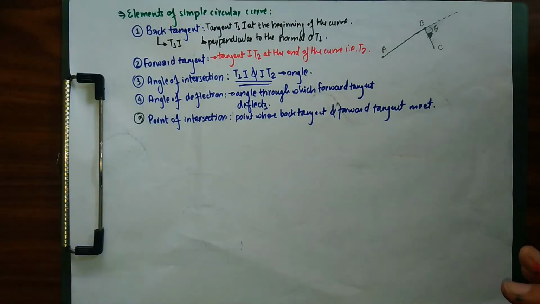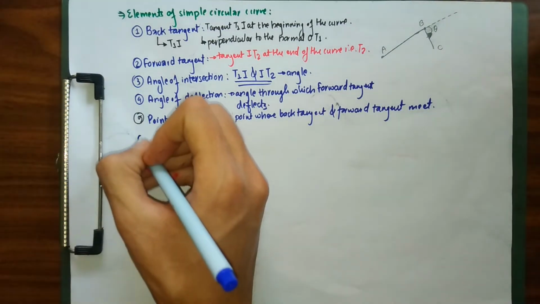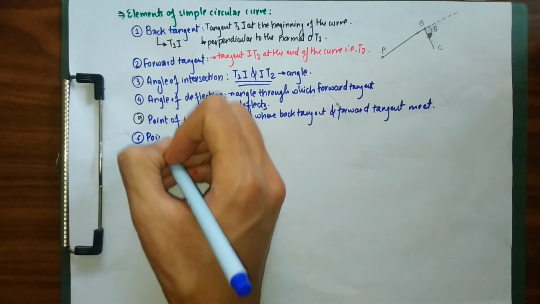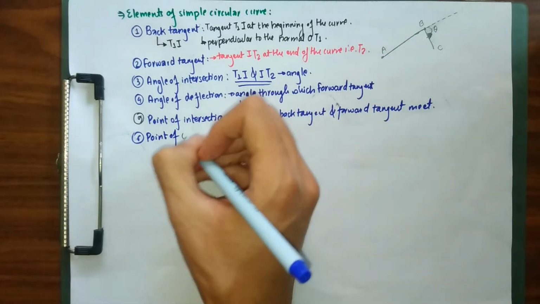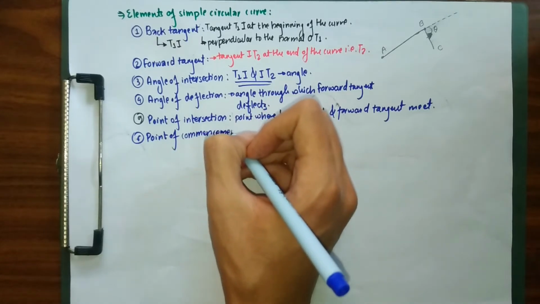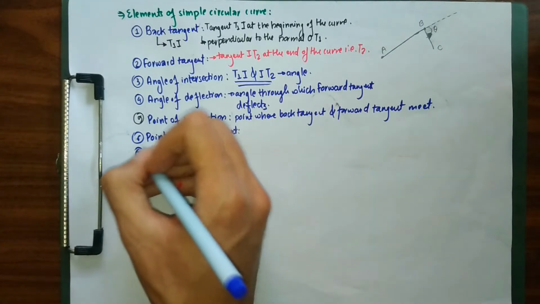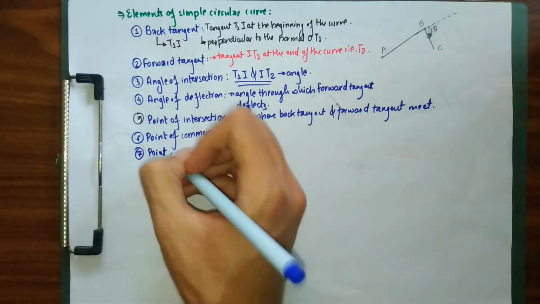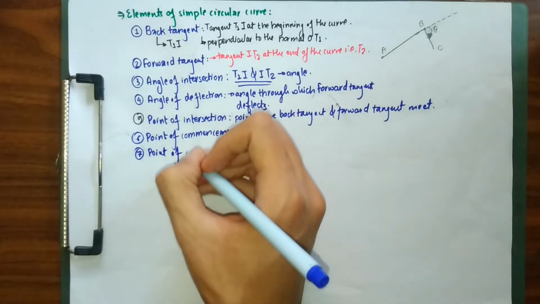So next we'll be talking about our point of commencement and point of tangency. Let me write in our sixth point, point of commencement, and now number 7, we have our point of tangency.